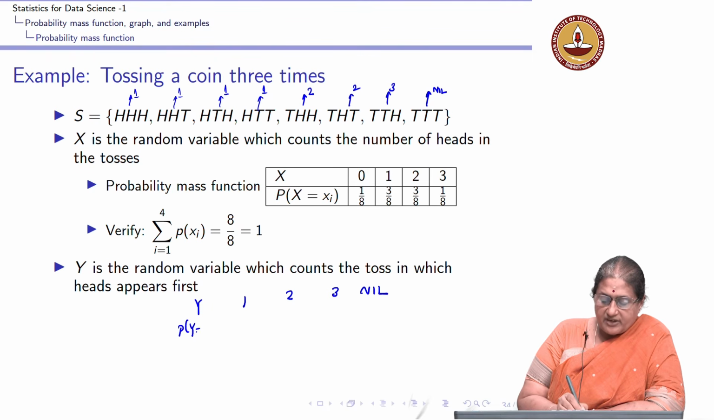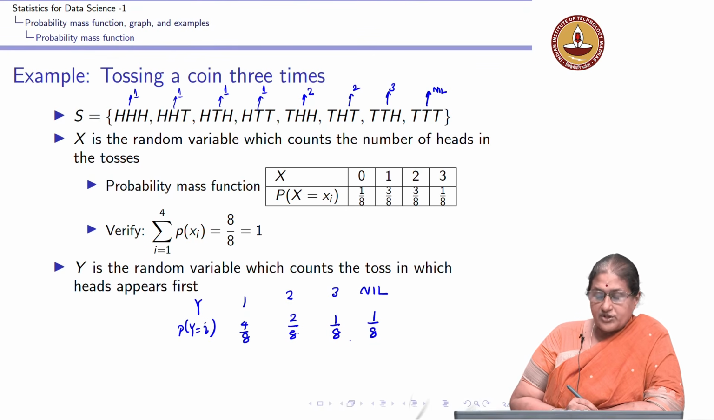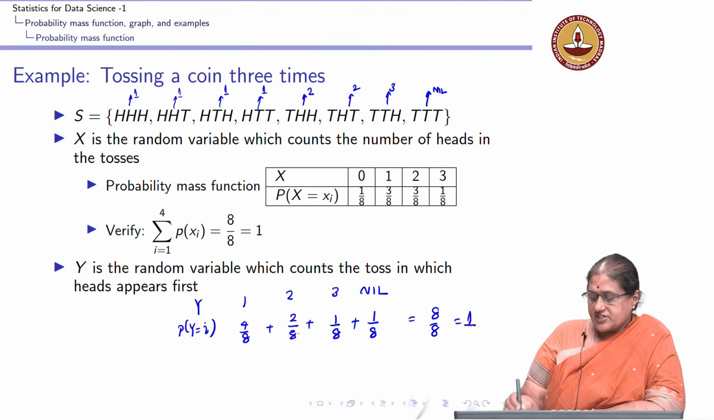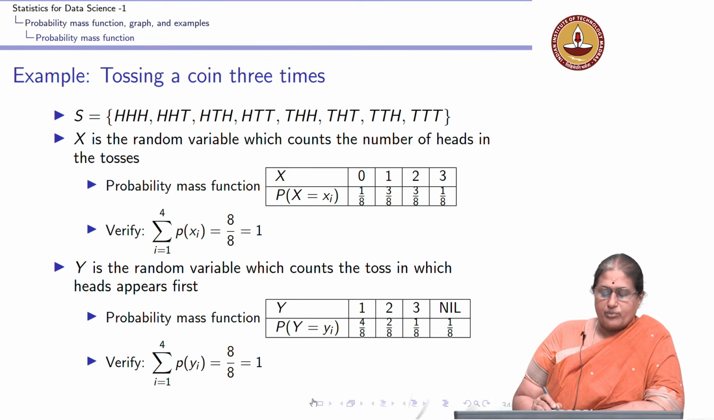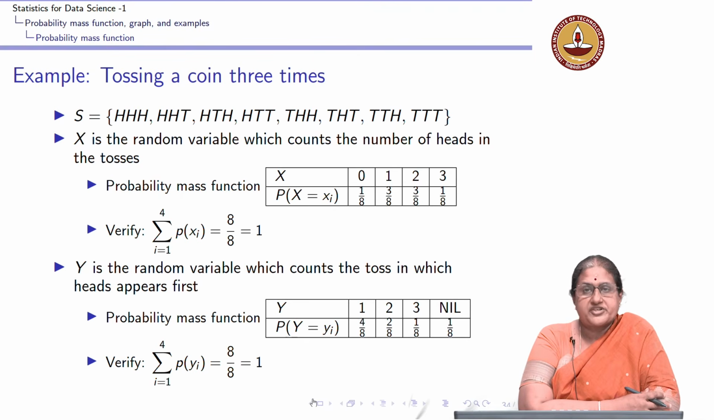And the probabilities with which Y takes those values: for 1 it is 4 out of 8, for 2 it is 2 out of 8, for 3 it is 1 out of 8 and for nil, 1 out of 8. All of them are greater than or equal to 0. For the second property, I need to check whether they add up to 1, which is 8 by 8, which is equal to 1. And I can see that this indeed is again a probability mass function.